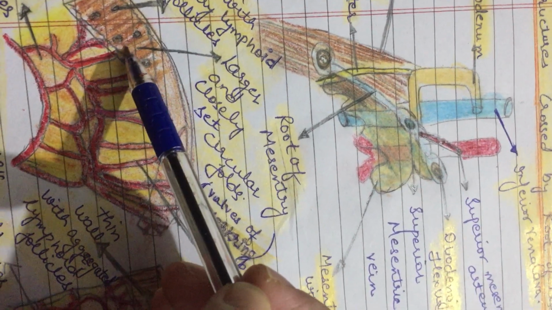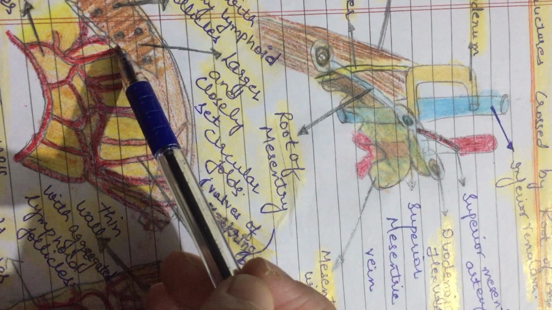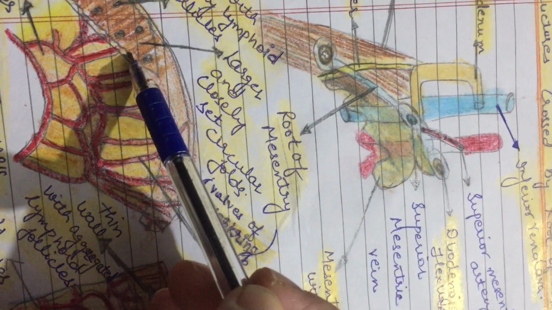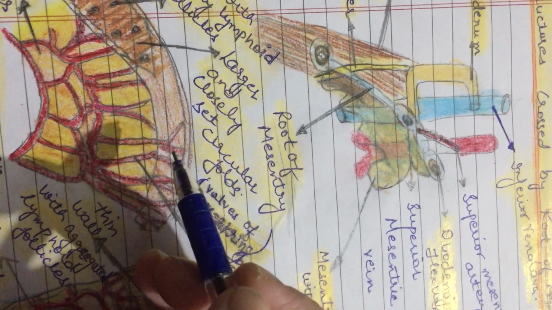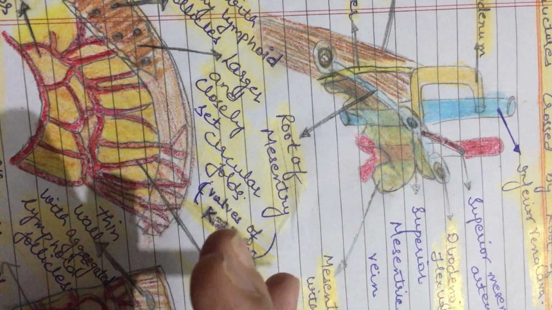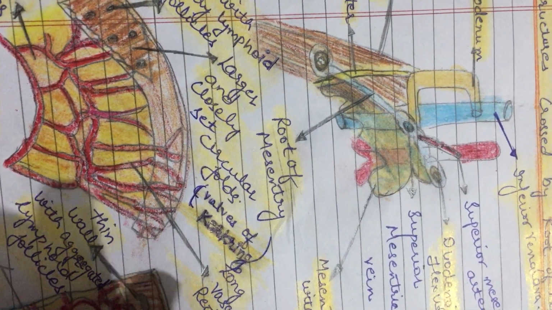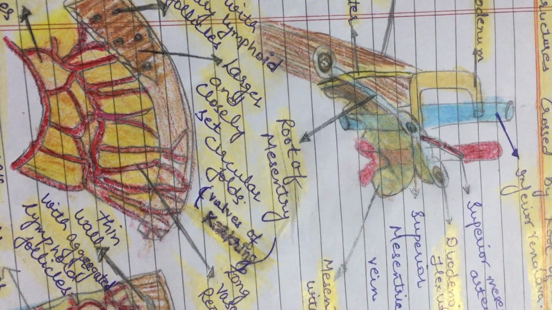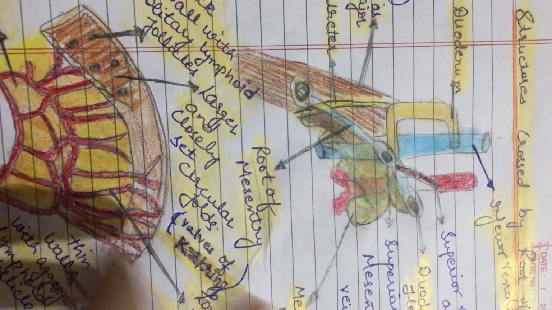They begin in the second part of the duodenum and become large and closely set below the level of the major duodenal papilla. Then they continue in the proximal half of the jejunum, but then they diminish progressively in size and number in the distal half of the jejunum and in the proximal half of the ileum. They are almost absent in the distal half of the ileum, right?